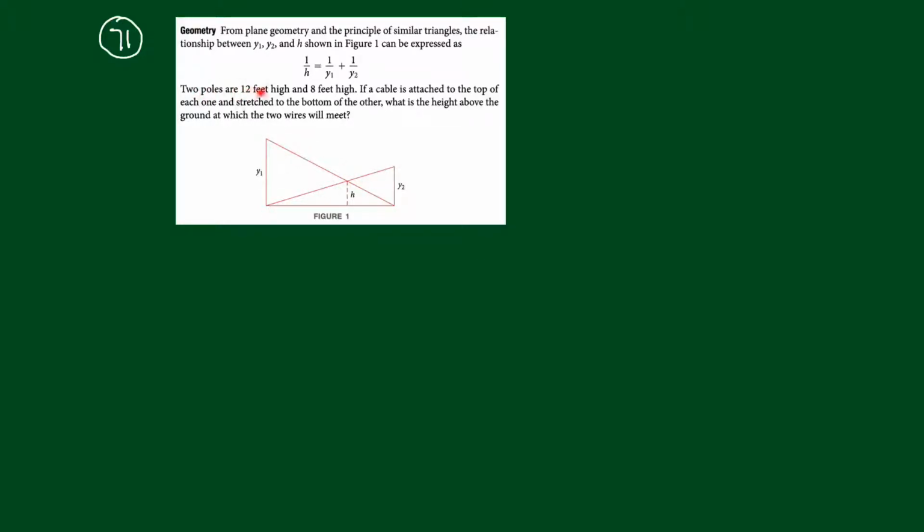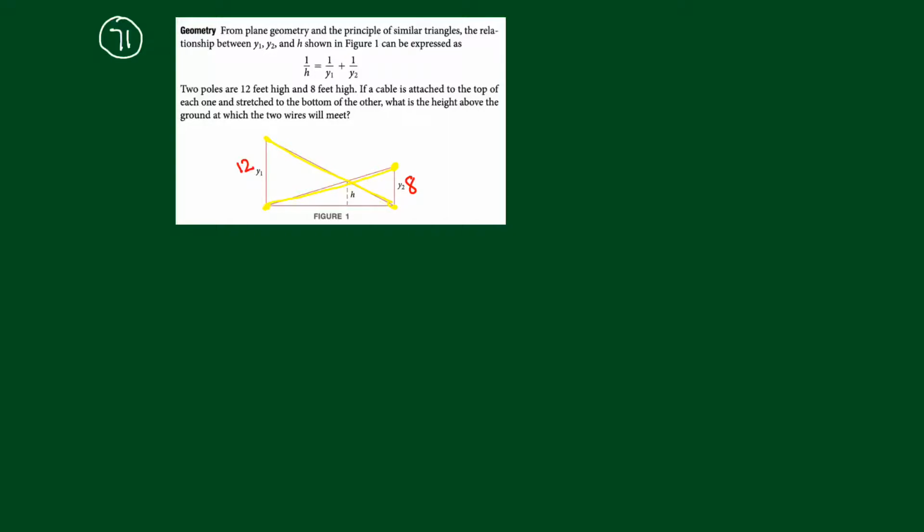Two poles are 12 feet high and 8 feet high. So apparently, like I'll write it down here. This one is 12 feet, and this one over here is 8 feet. And then it says this. If a cable is attached to the top of each one and stretched to the bottom of the other, right? So we're going to take a cable. We're going to go maybe from the top of this one to the bottom of that one, and then from the top of this one to the bottom of that one.